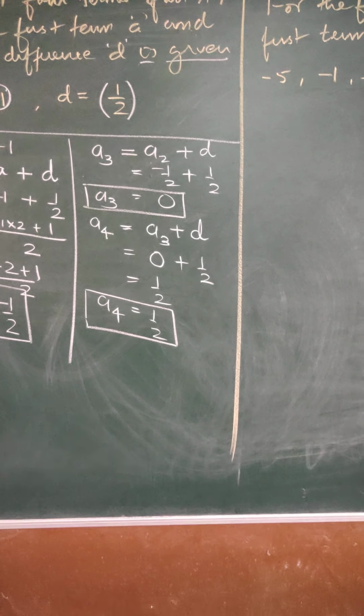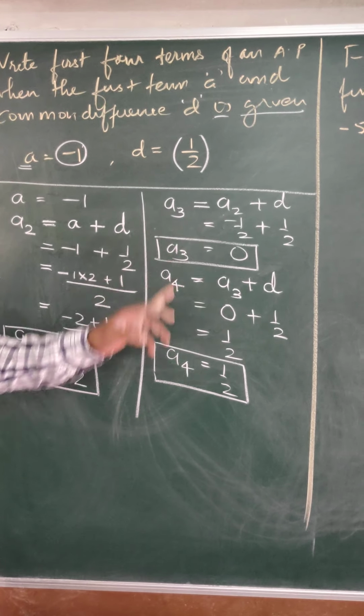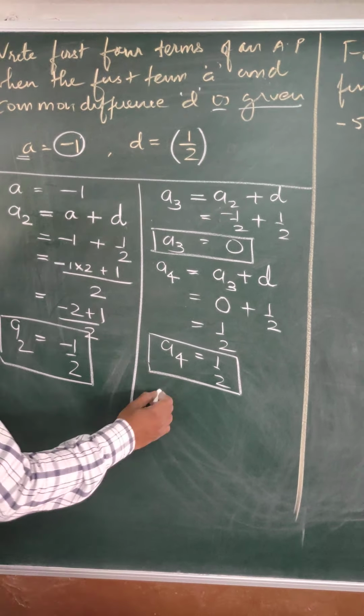You have to find the next four terms, that means the second term, third term, fourth term, and one more term. The next term, denoted by A5, can be found by adding the common difference to the fourth term, denoted by A4. So A4 is 1 by 2 plus the common difference 1 by 2. Since the common denominator is 2 and 1 plus 1 is 2, the 2 gets cancelled, and the answer is 1. Half plus half is equal to 1. So this is the fifth term.